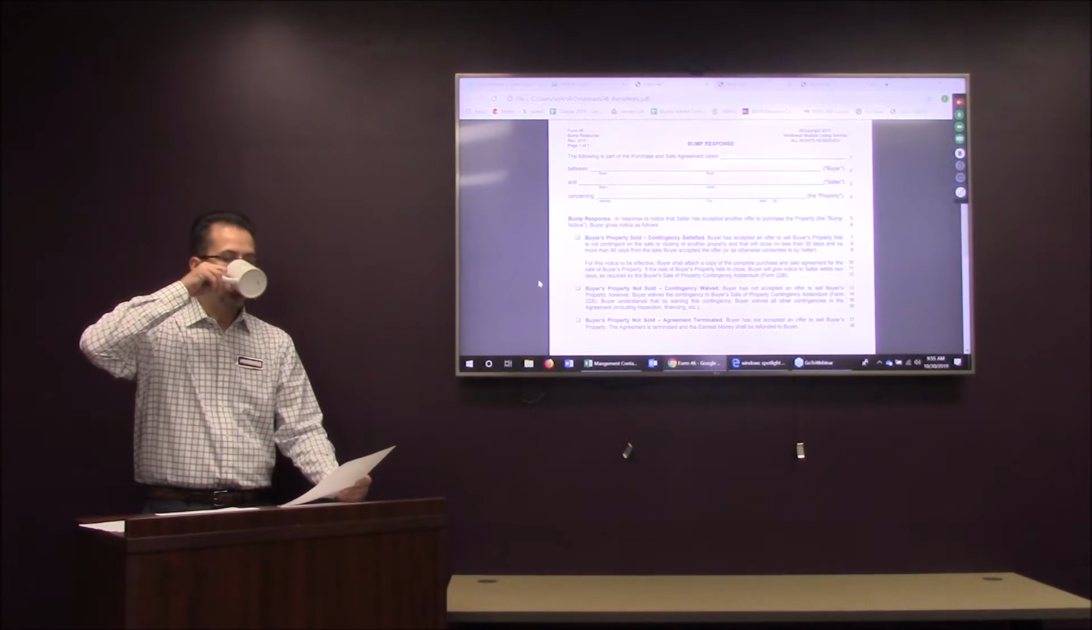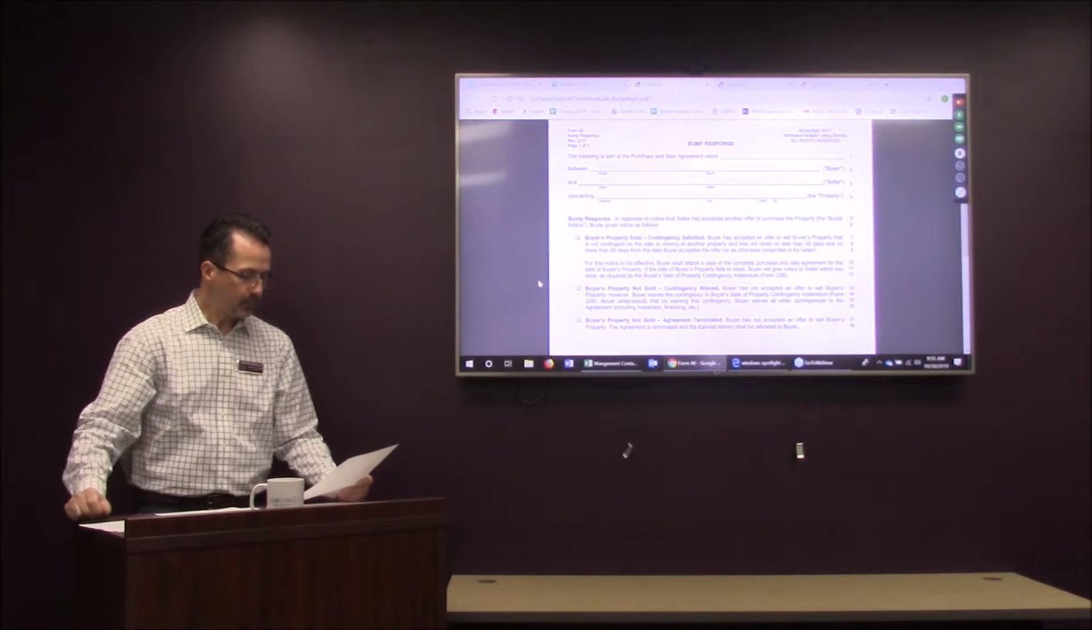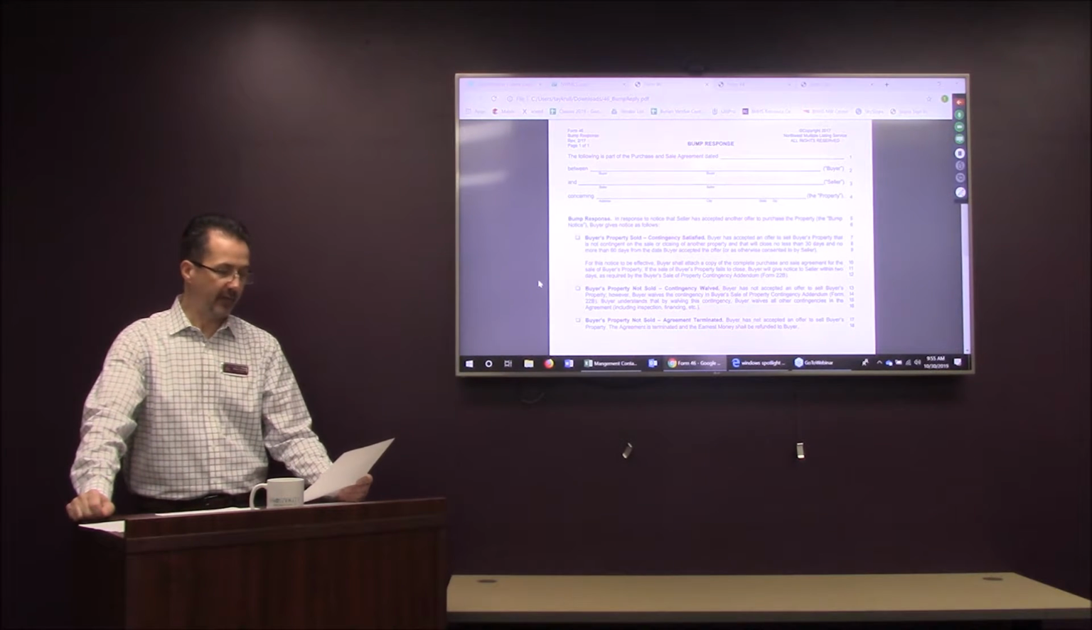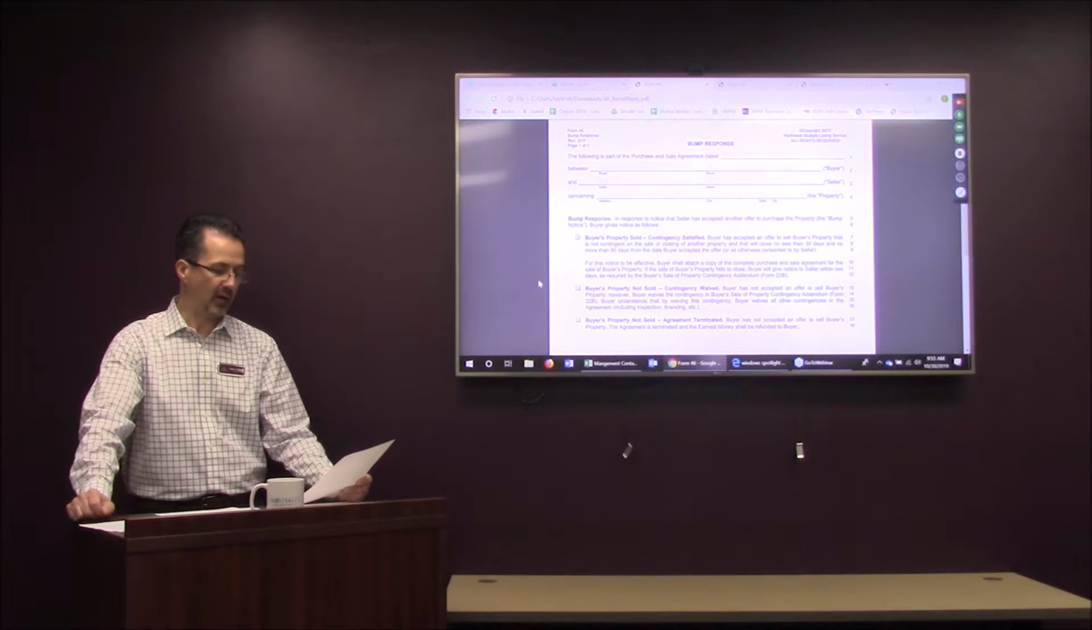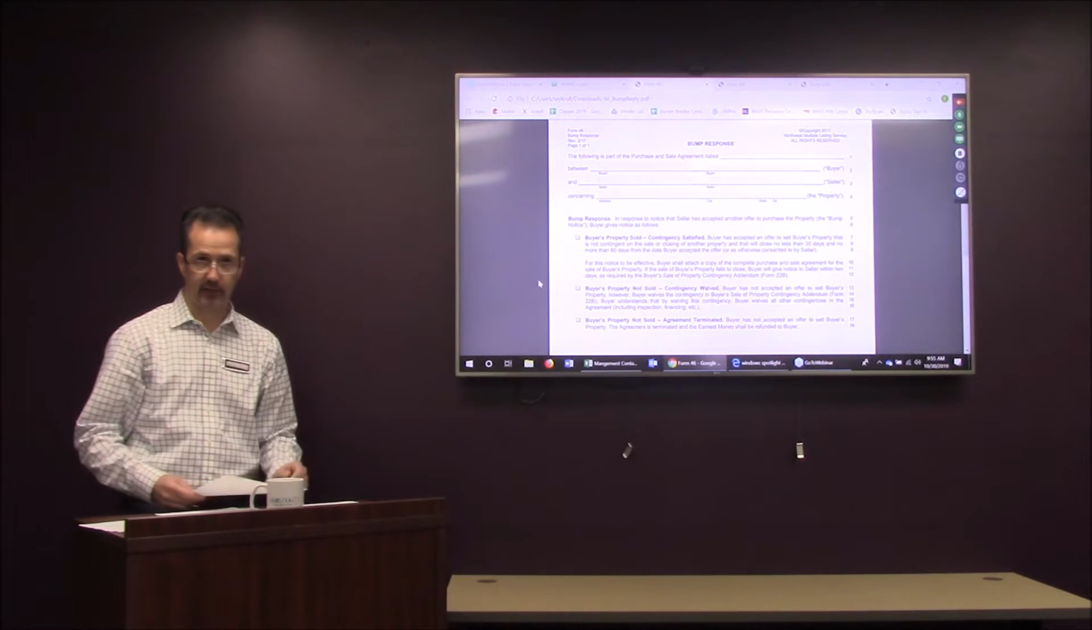Second box. Buyer's property not sold, contingency waived. Buyer has not accepted an offer to sell buyer's property. However, buyer waives the contingency in buyer's sale of property contingency addendum. Buyer understands that by waiving this contingency, buyer waives all other contingencies in the agreement, including inspection, financing, etc. Third box, buyer's property not sold, agreement terminated. Buyer has not accepted an offer to sell buyer's property. The agreement is terminated, and the earnest money shall be refunded to buyer.